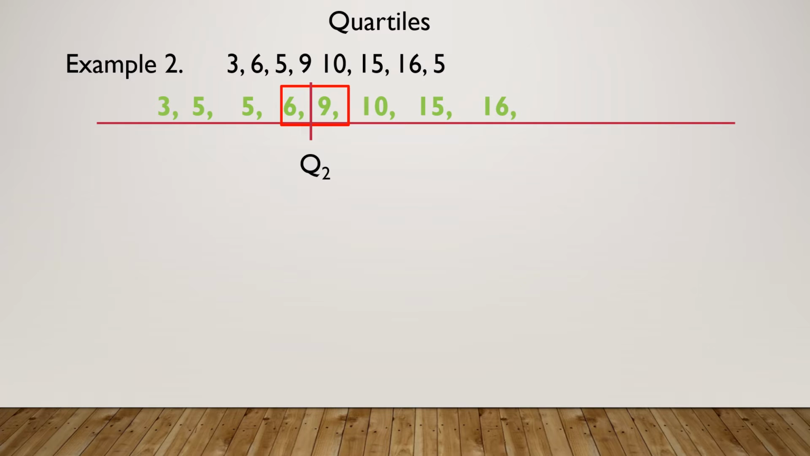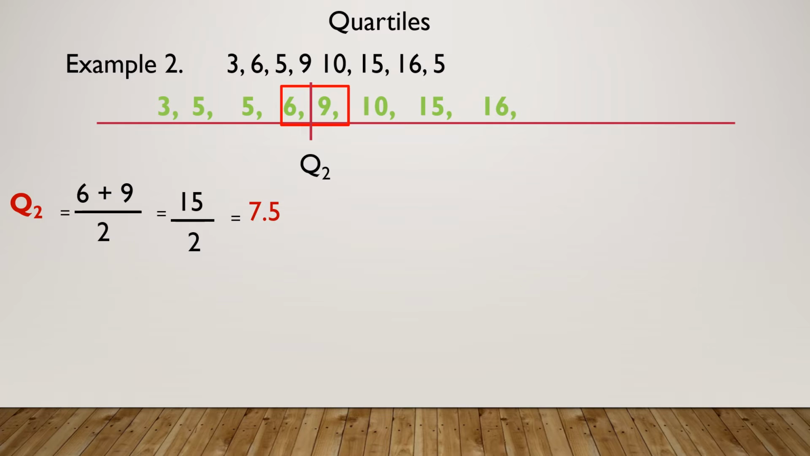Now, if you're going to find the middle or the median for that, simply you are just going to add these two numbers and divide by 2. So 6 plus 9 divided by 2, that is 15 divided by 2, that is equal to 7.5. So that's the value of the second quartile, 7.5.